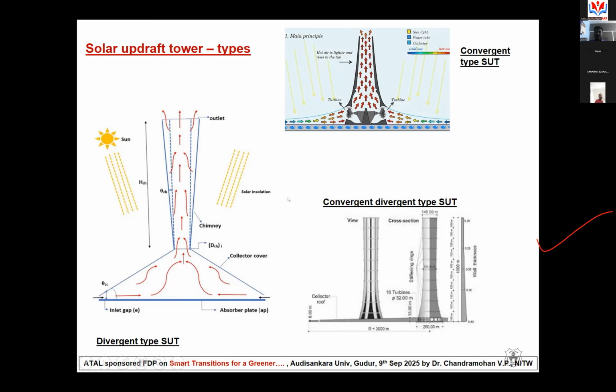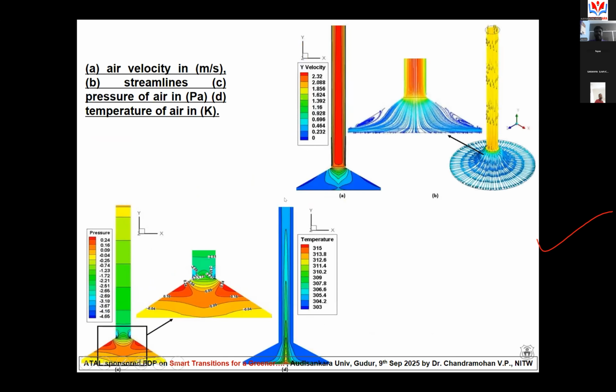Different types of plants are used here. Now we have used CFD techniques and solved the same problems, and we could get the velocity distributions and streamline distributions inside the setup. This is the velocity distribution: how the velocity air profile looks inside, how the draft is naturally generated, and how it flows through the chimney. These things we could see in the CFD simulations.